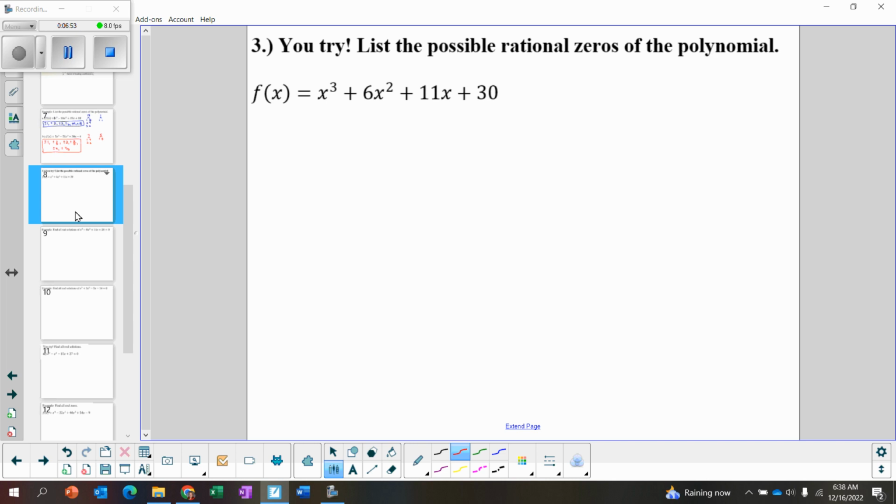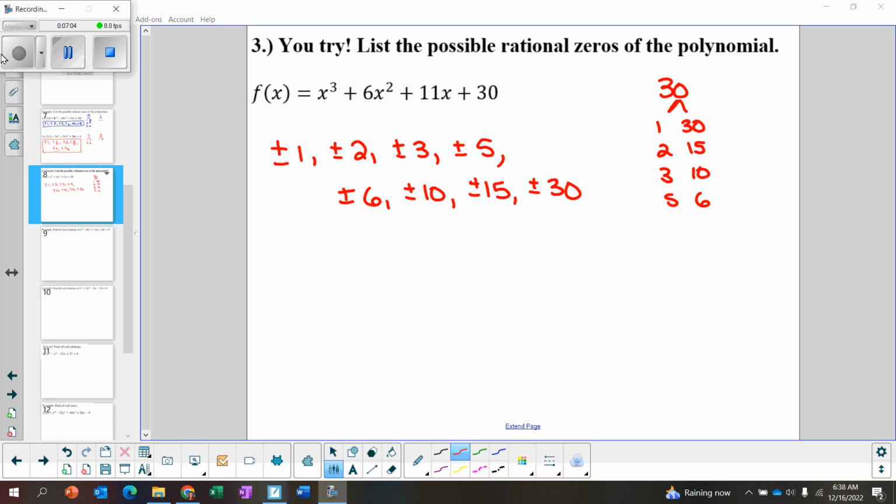So you go ahead, try the next one, list all possible rational zeros of this polynomial. Pause when you're ready to see the answer. Hit play. All right, with a leading coefficient of 1 and a constant of 30, that'd be plus or minus 1, 2, 3, 5, 6, 10, 15, and 30.